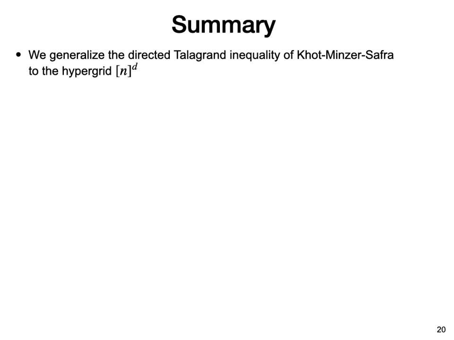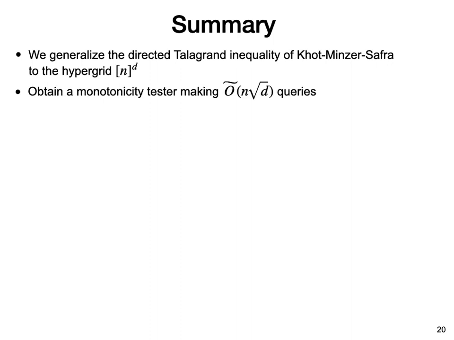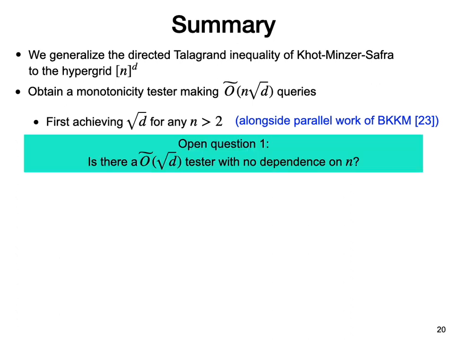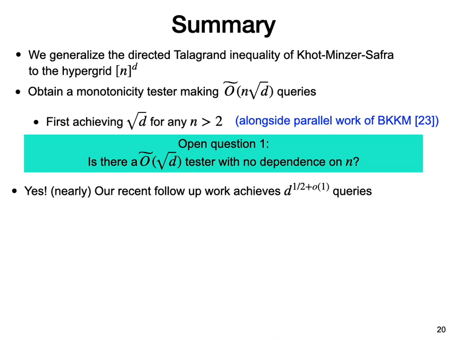This brings me to my last slide, where I'll quickly summarize. Our main contribution is that we generalize the directed Talagrand inequality that Khot, Minzer, and Safra proved to all values of n, and using this obtain an n square root d query tester, which is the first to be optimal in d for any n greater than 2, alongside this parallel work that I mentioned from ITCS this year. The obvious question is, can you remove this dependence on n and get a purely square root d query tester? In a very recent follow-up work with the same co-authors, we were able to get a d to the 1/2 plus little o of 1 query tester.